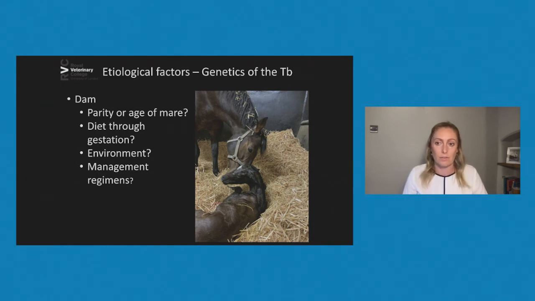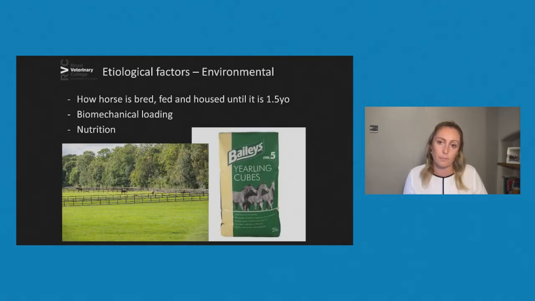Further investigation of the relationship between the permanent environment attributable to the mare, including management regimes and diets during gestation, and the likelihood of osteochondrosis in the thoroughbred may provide some useful information. There are two groups of environmental factors that have been found to play a role in equine osteochondrosis, and this includes biomechanical loading and nutrition.